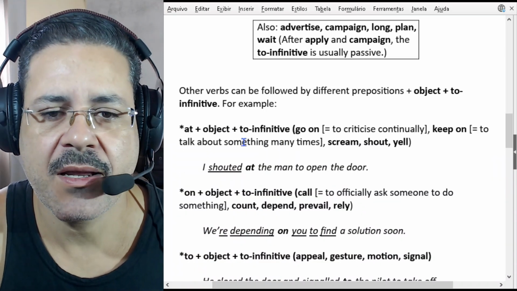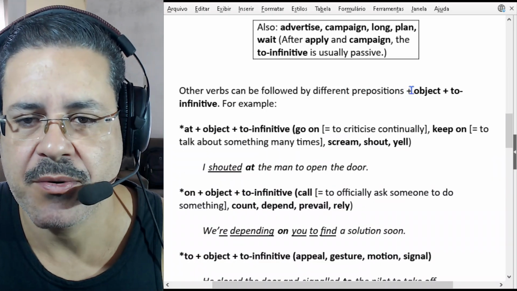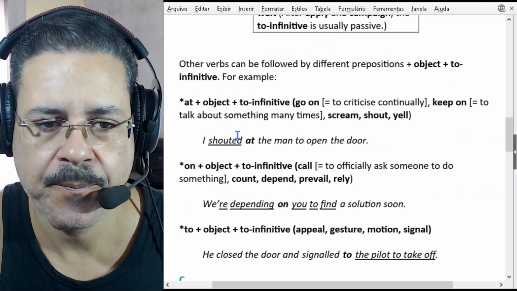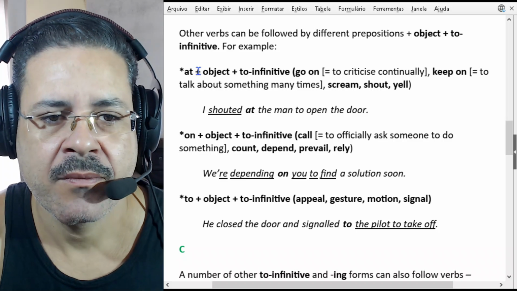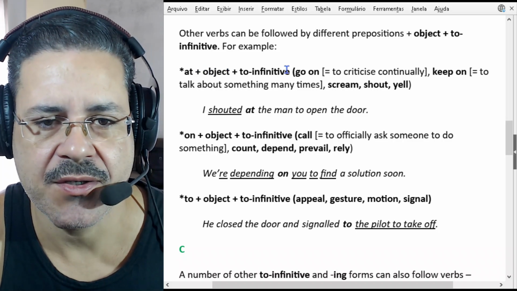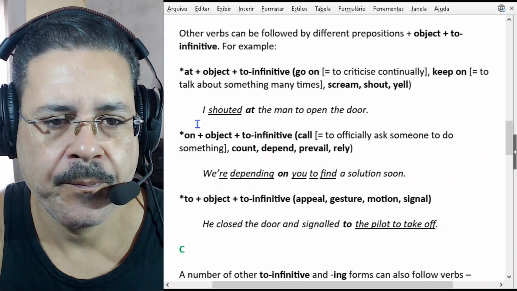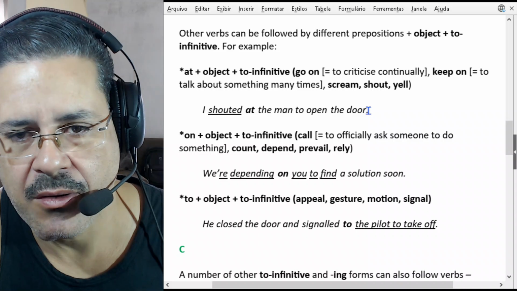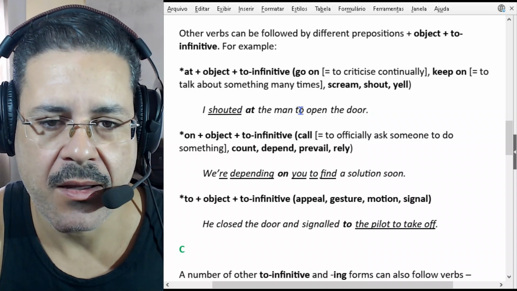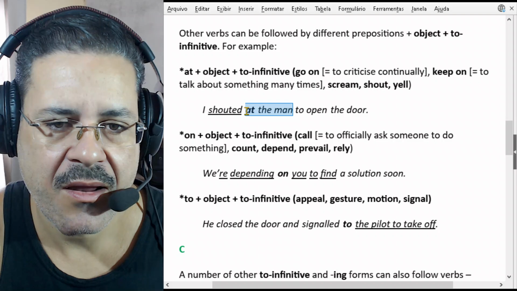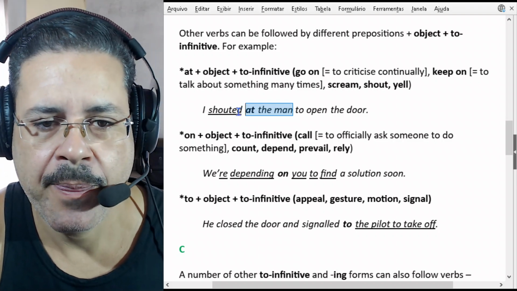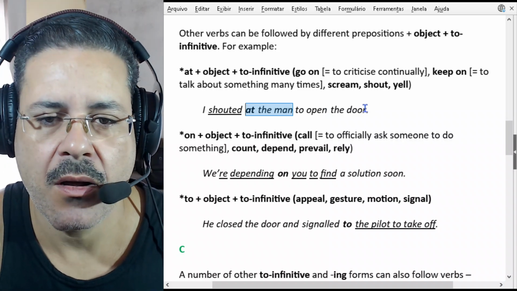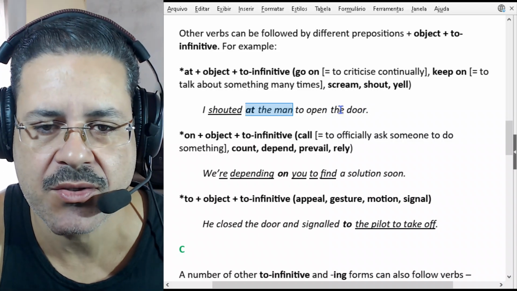Okay, other verbs can be followed by different prepositions plus object plus to infinitive. For example, the pattern at plus object plus to infinitive. For example, I shouted at the man to open the door. I shouted at the man. This is the indirect object. I shouted at the man to open the door, with the purpose of opening the door.